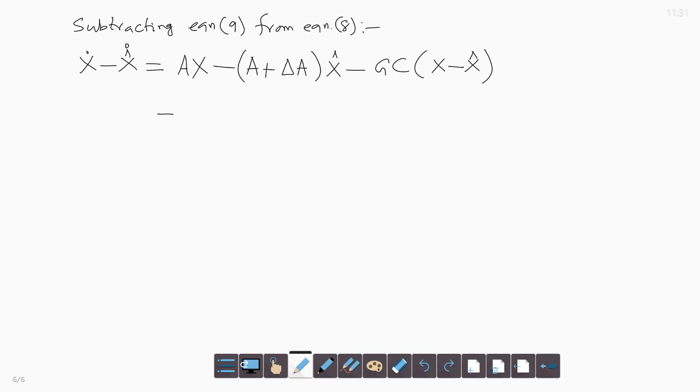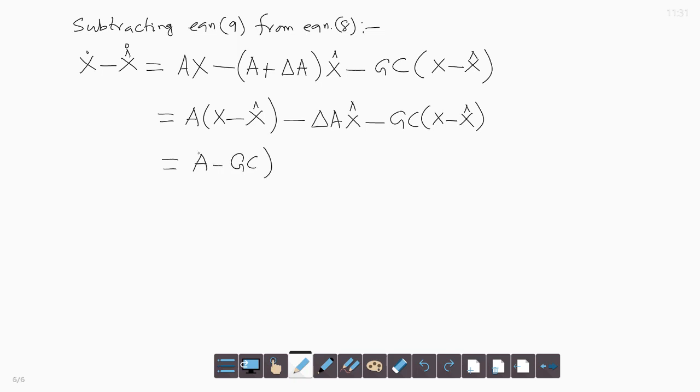So, we can write this as A into x minus x hat, minus delta A into x hat, minus GC into x minus x hat. So now combining first and third term, we have A minus GC into x minus x hat, minus delta A into x hat.